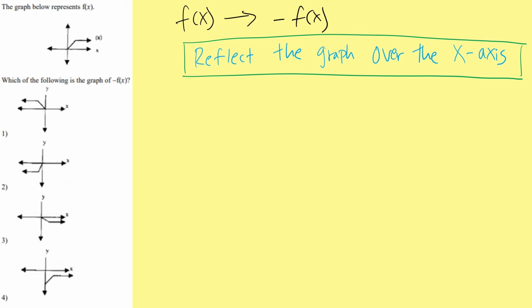In order to solve this problem, we must recognize that from f of x to negative f of x, it means to reflect the graph over the x-axis. So let's highlight the x-axis, and let's reflect our graph over the x-axis. So our reflected graph will look something like this. This is negative f of x. The only answer choice that looks like this is answer choice 3, which is why that is the answer.